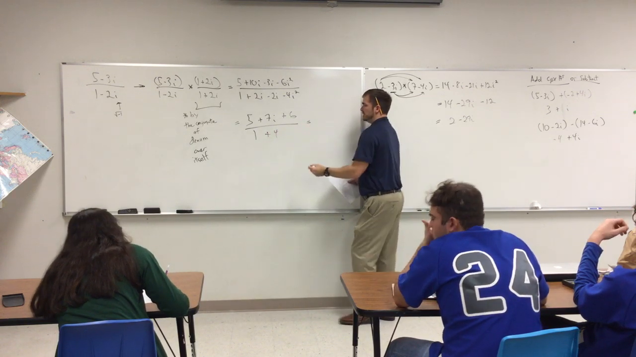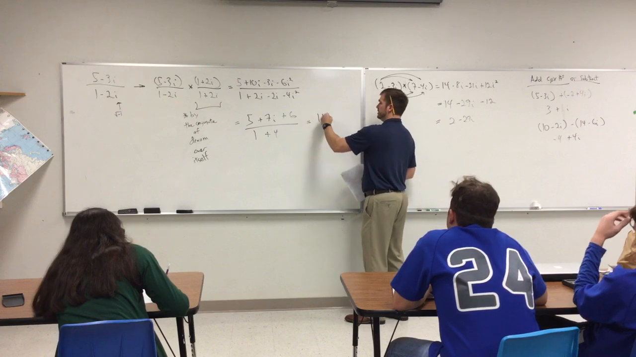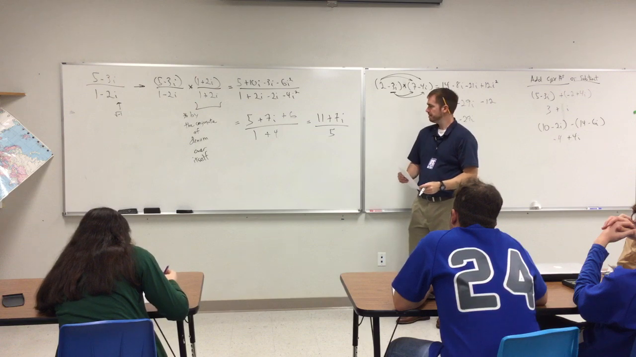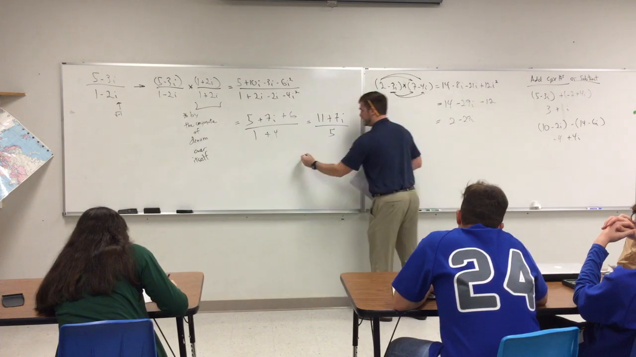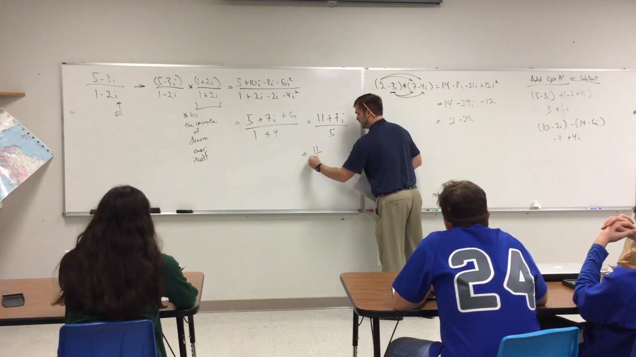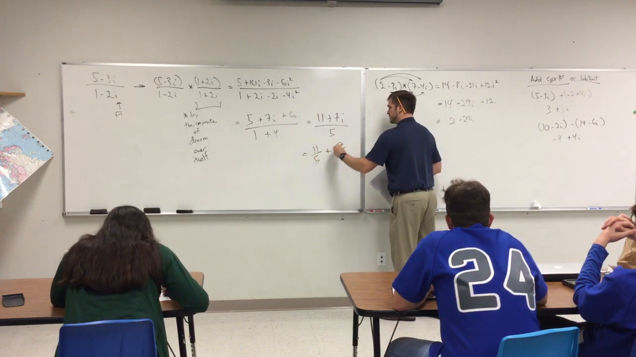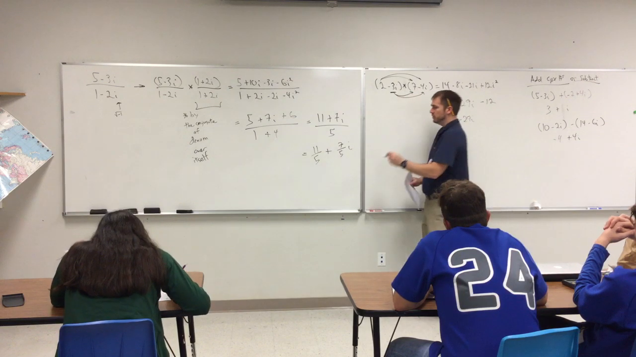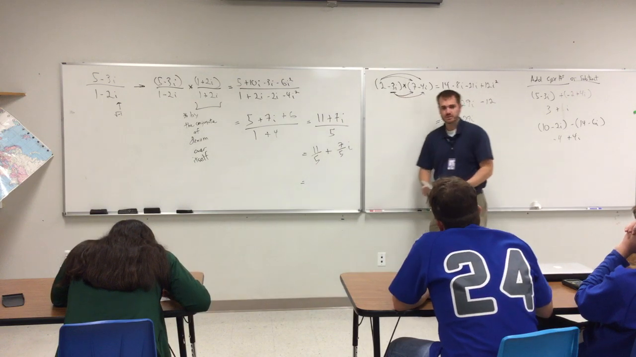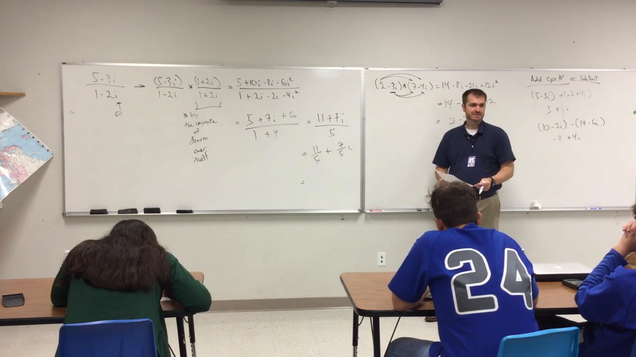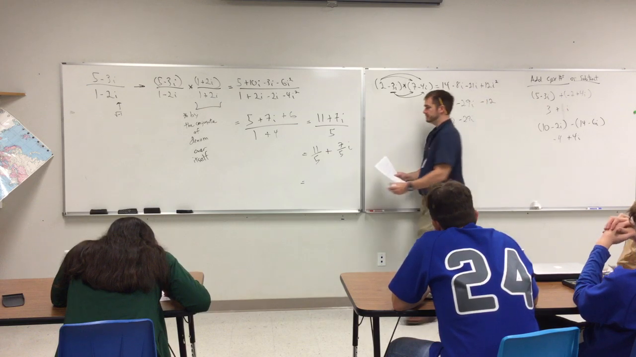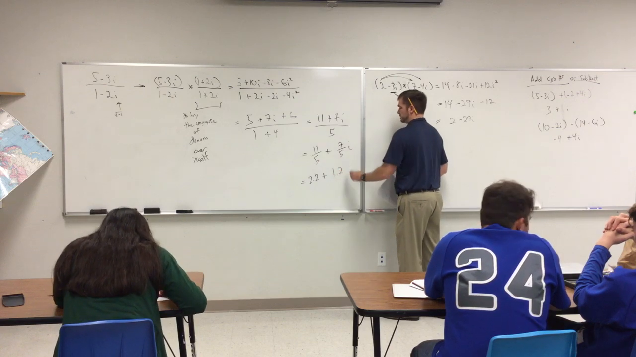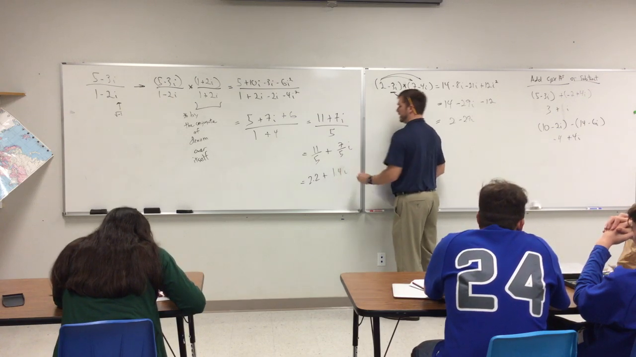So now I'm going to have 5 plus 6, so that's 11 plus 7i all over 5. We can split that fraction up to say 11 over 5 plus 7 over 5 times i. Wow, how about that, huh? What is 11 over 5? 2.2, sorry. 2.2 plus 7 over 5, that's 1.4i.